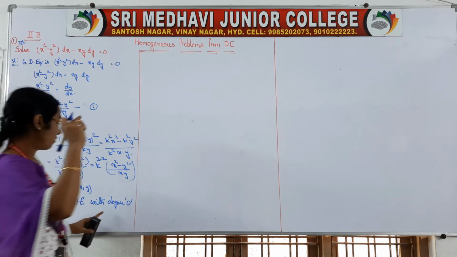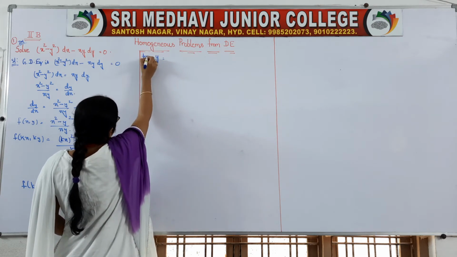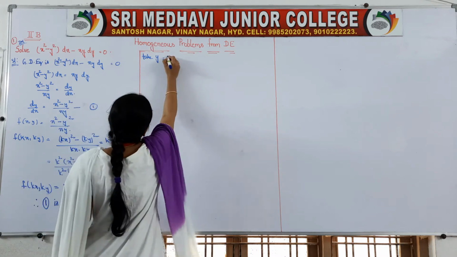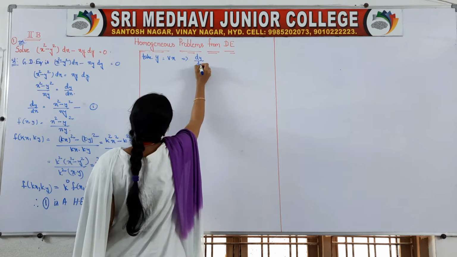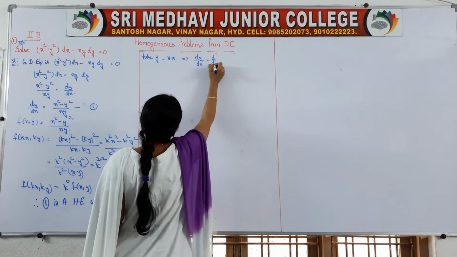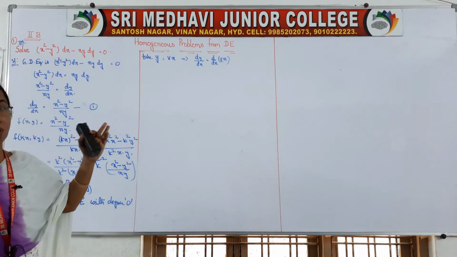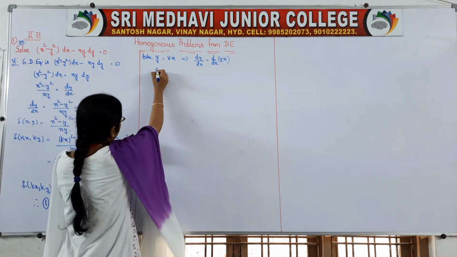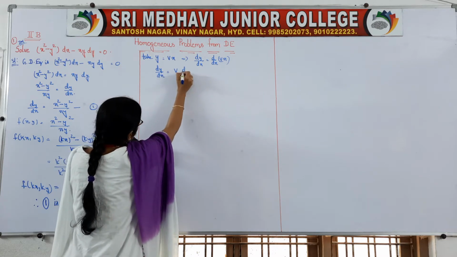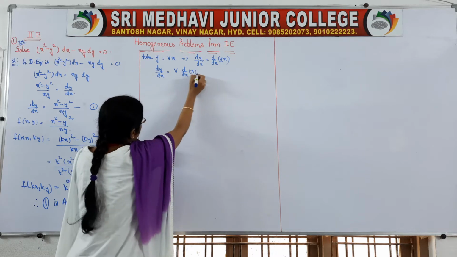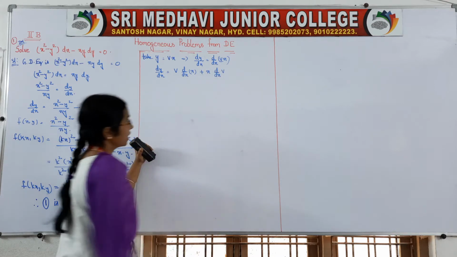Okay, so next, whenever it is a homogeneous equation, we have to take y is equal to vx. So differentiate with respect to x on both sides. dy by dx is equal to d by dx of vx. Okay, so it is a product form, u into v form. So you can take dy by dx is equal to v into d by dx of x, right, plus x into d by dx of v.